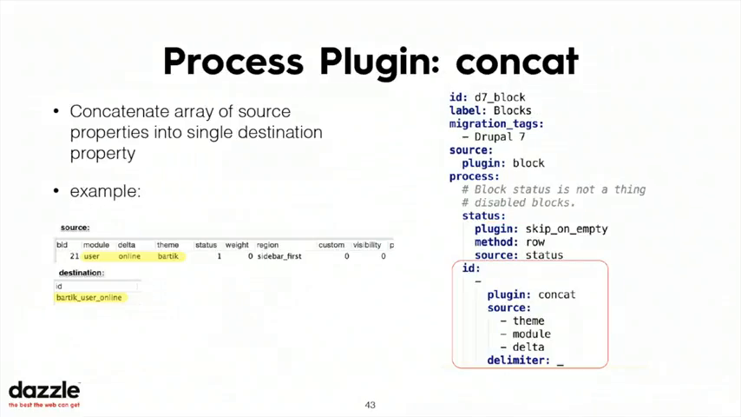Another example, which is available in Drupal core, is the concat plugin, which will basically take an array of source properties and concatenate them into a single destination. So in the screenshot to the left, you can see in our source database, we have 3 different source fields, and in Drupal 8 we want them concatenated together with an underscore in between. So we just use the code, which is highlighted in red, to concatenate those values.